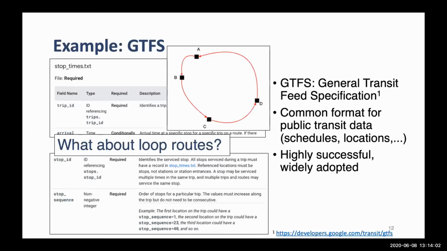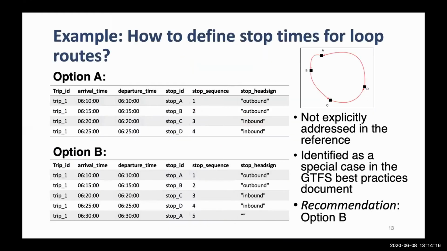But my question to you is, okay, what about loop routes? How would you encode the stop times for a route like this using the GTFS? I won't make you sit and think about that, but jumping to the answer, there are actually two different ways of representing the stop times file for a route like this, and both of these ways are consistent with the GTFS. In option A, you specify the times for A, B, C, D, and in option B, you're specifying the times for stop A twice.